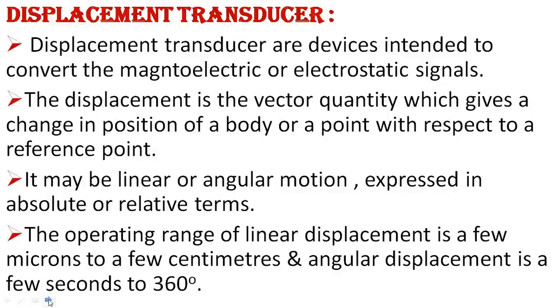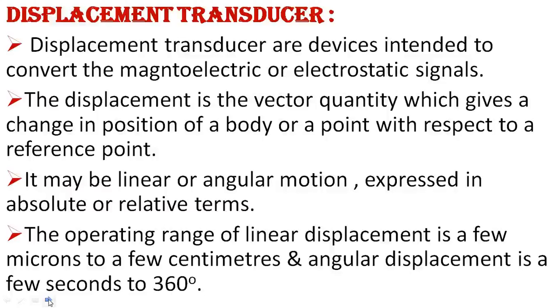Displacement transducers are devices intended to convert the displacement into a magneto-electric or electrostatic signal. Displacement is a vector quantity which gives the change in position of a body or point with respect to a reference point. It may be linear or angular motion, and is expressed in absolute or relative terms.